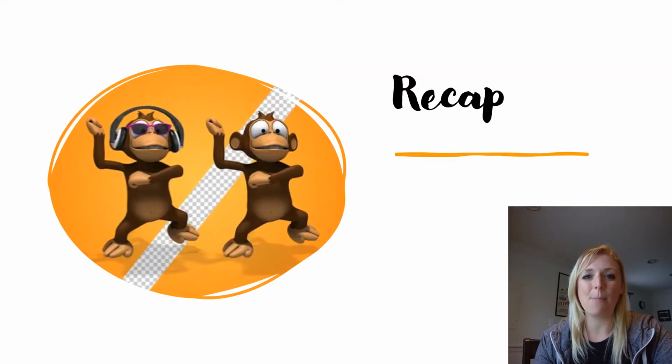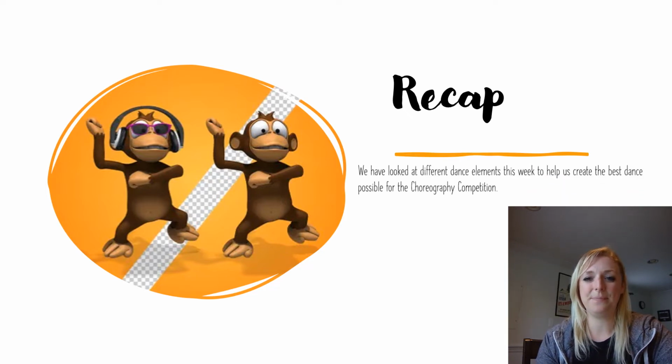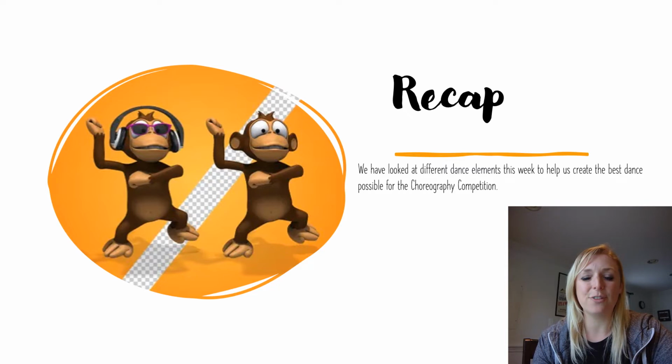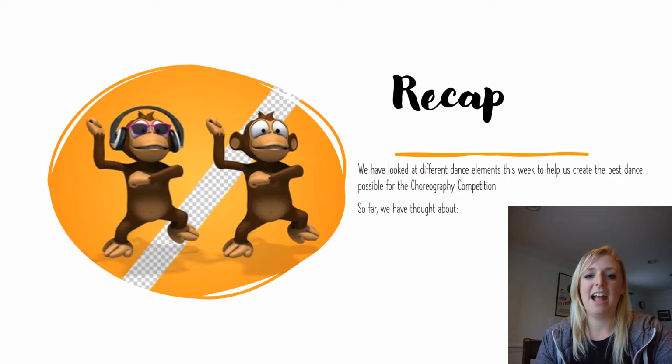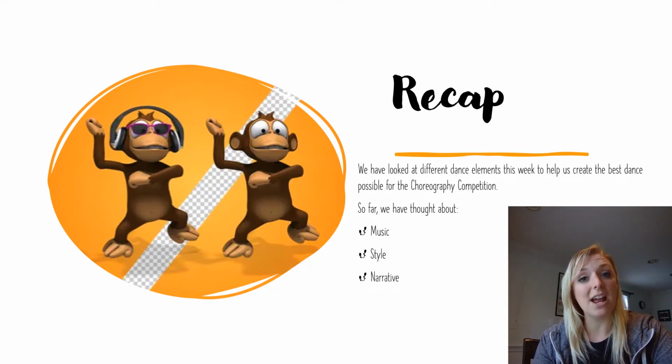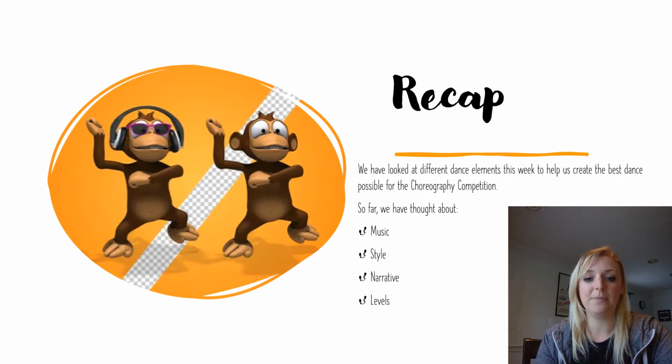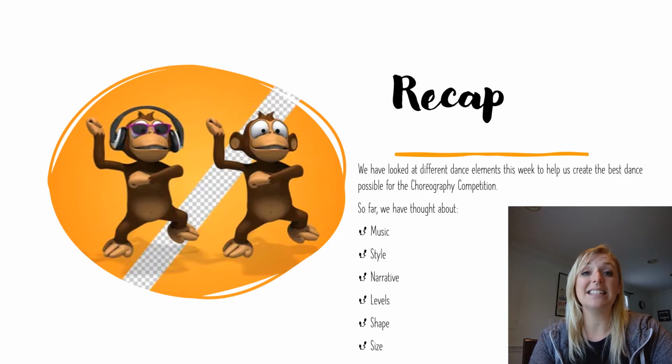So first let's recap what we've looked at so far this week. We have looked at different dance elements that will help us to create the best dance possible to enter into the choreography competition. These include the music, the style of dance, whether your dance will have a narrative or be abstract, that means a story or no story. Include levels, low, medium, high, shapes that we looked at yesterday, as well as the size or scale of the movements.